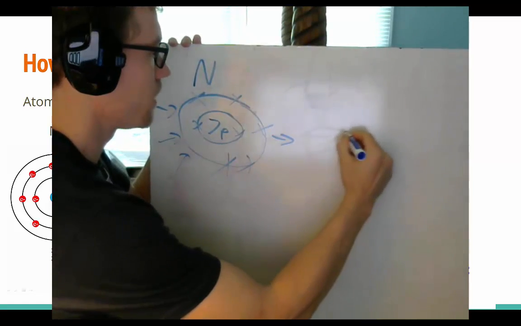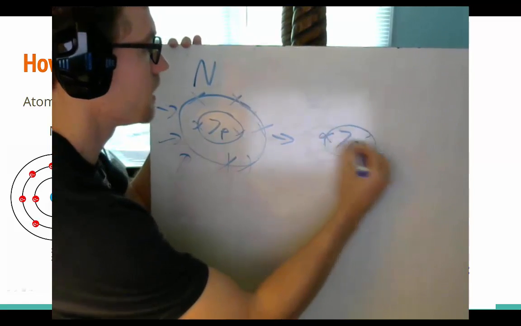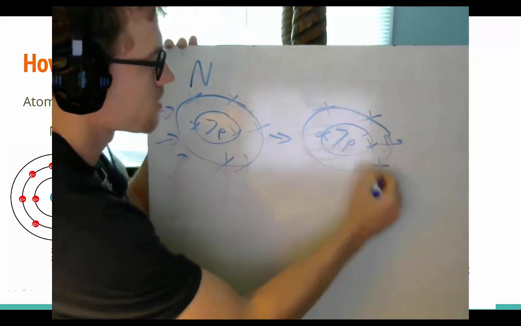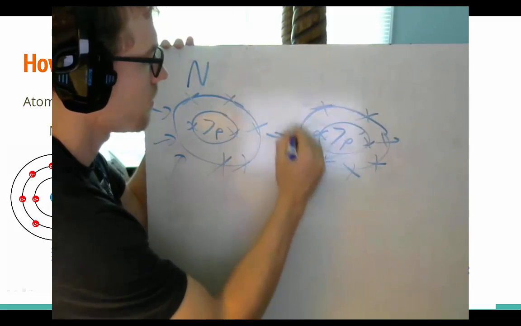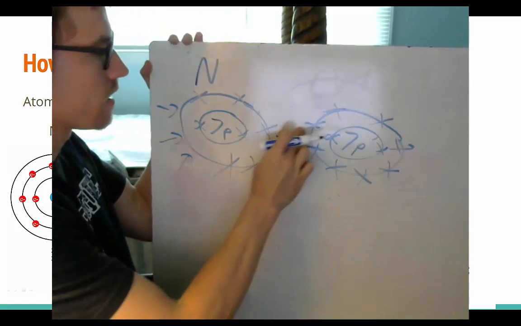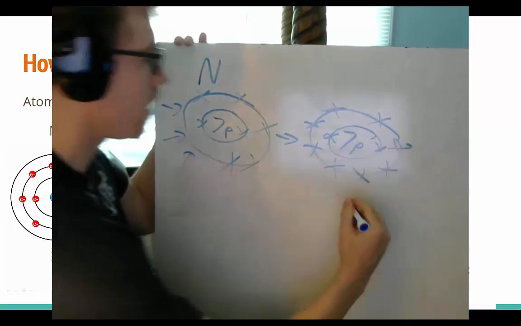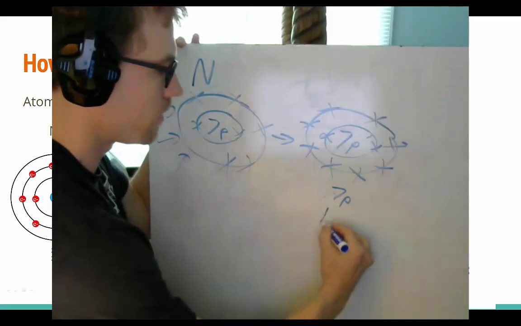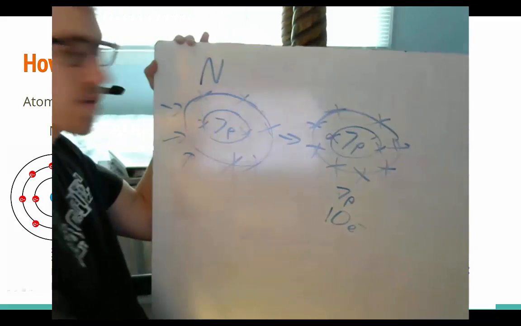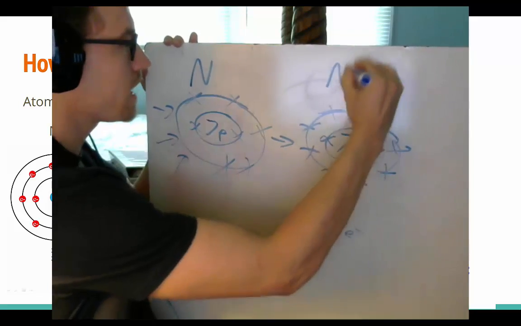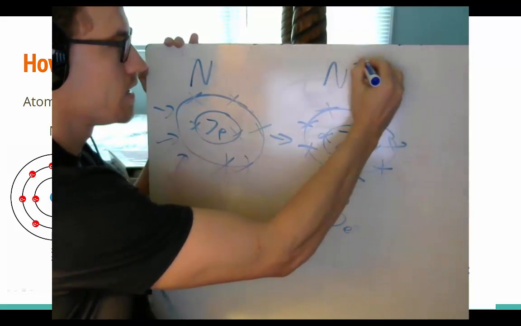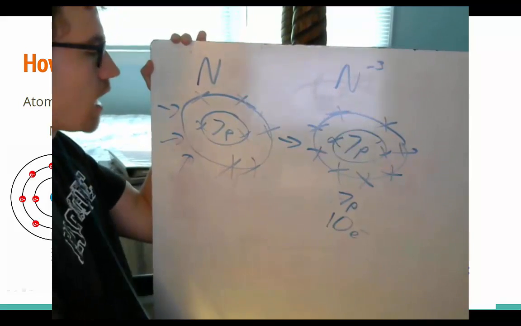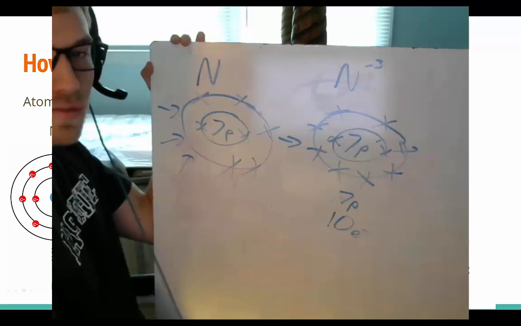So we're going to end up with 7 protons still in the nucleus, 2 in the first energy level, and then 8 electrons, 6, 7, 8, in our second energy level. So now we have 7 protons. We now have a total of 10 electrons, which means that our nitrogen is now going to have a -3 charge. And again, this is because of the number of valence electrons that needed to be added on.